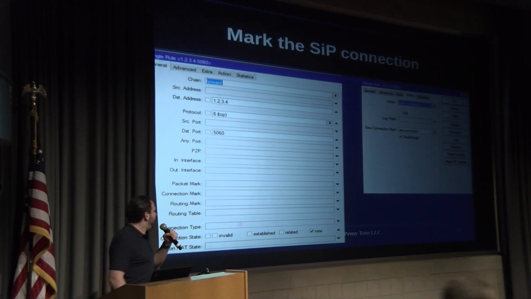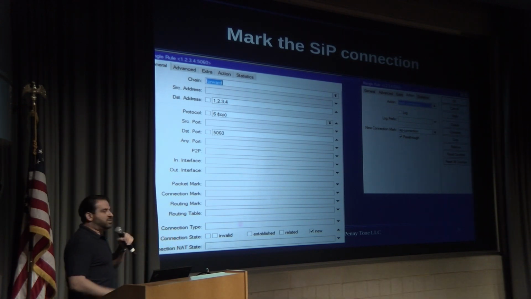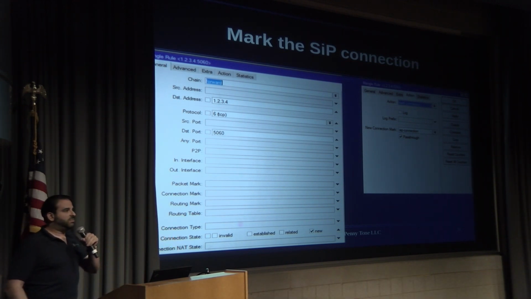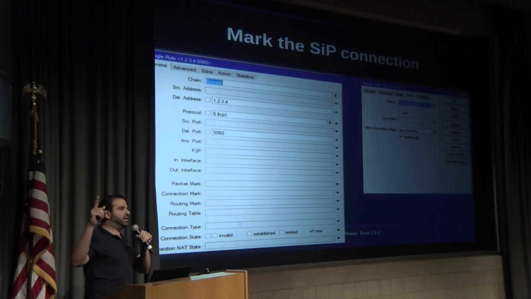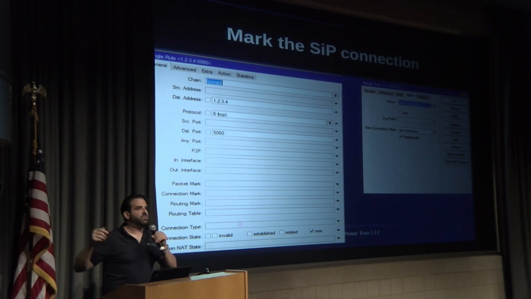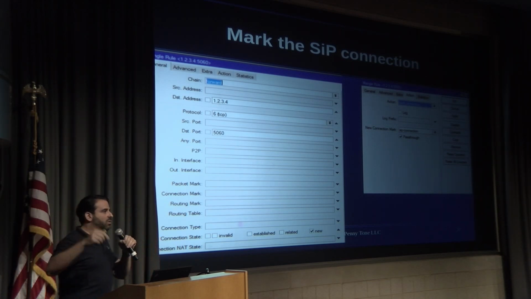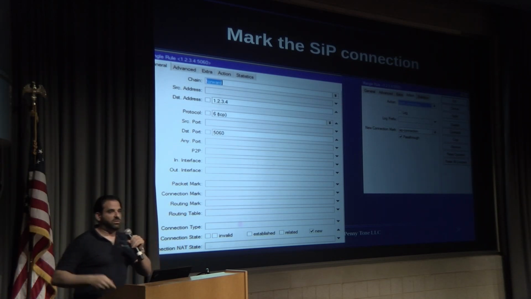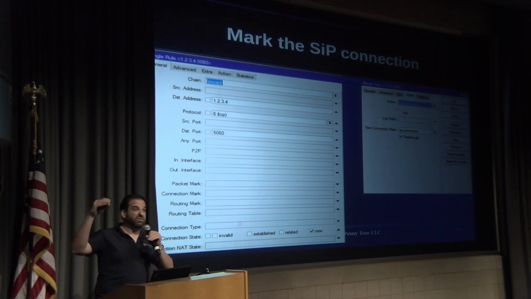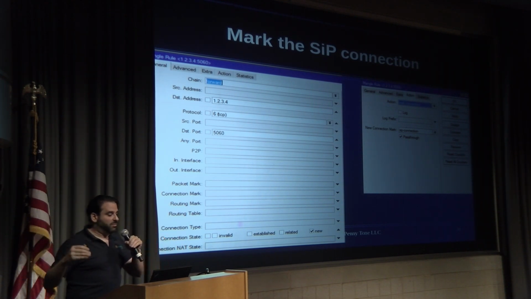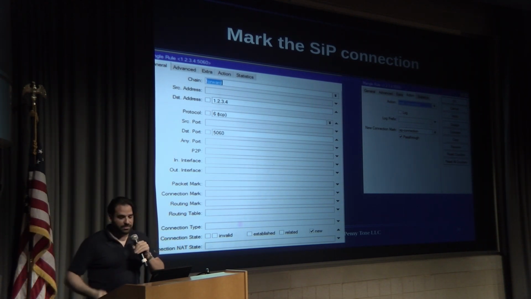Now notice on the bottom, connection state. The connection state is going to be new. And that's because we only need to mark one packet in a connection. So I'll make it the first packet. Then every other packet that is in that connection will automatically be marked. So we don't have to scrutinize what's inside every single packet header.